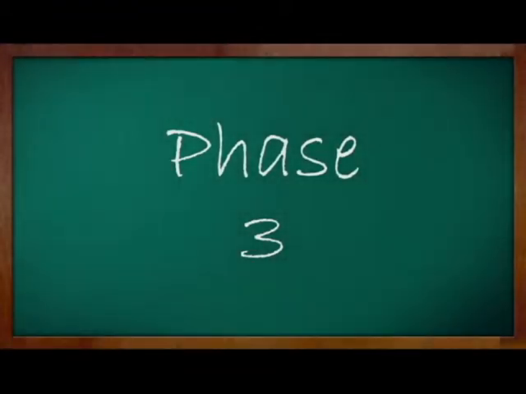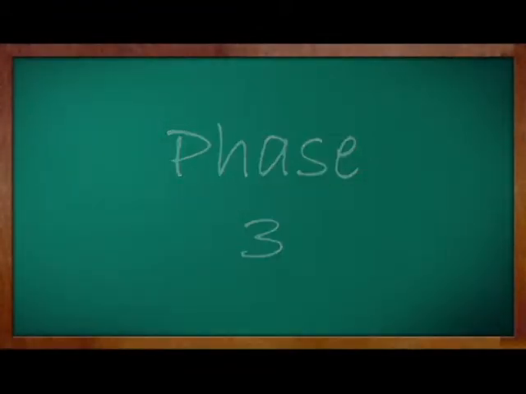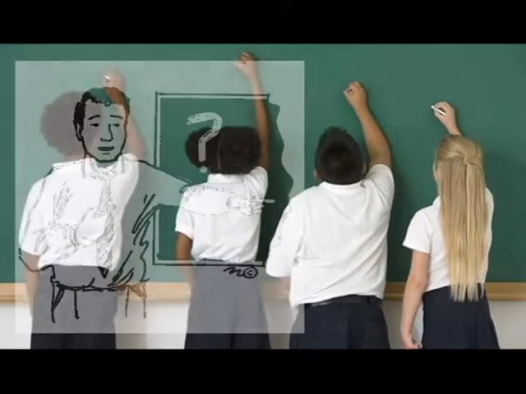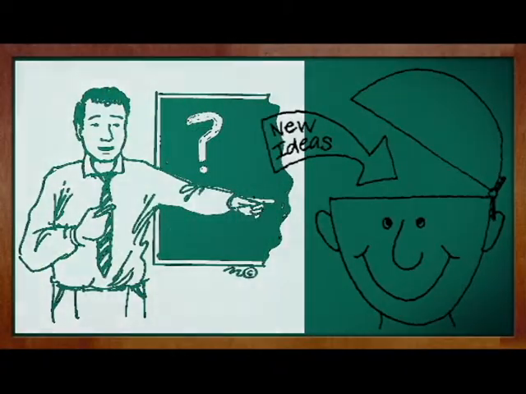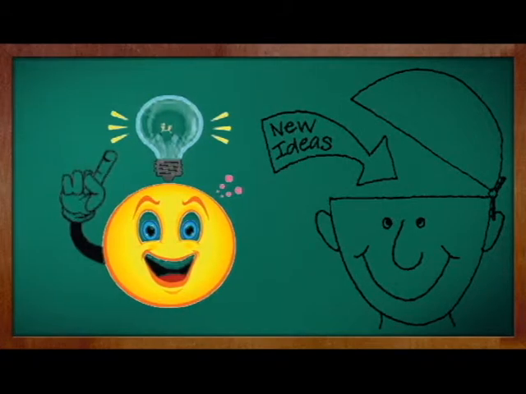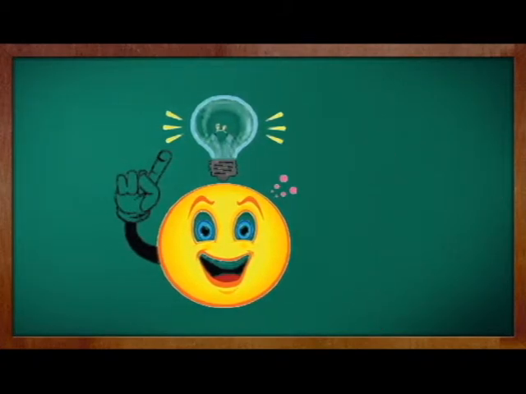Phase 3. Reformulation of knowledge. After all students have shared their associations, ask them to think about new ideas about the topic. This step helps students associate new knowledge with prior knowledge.